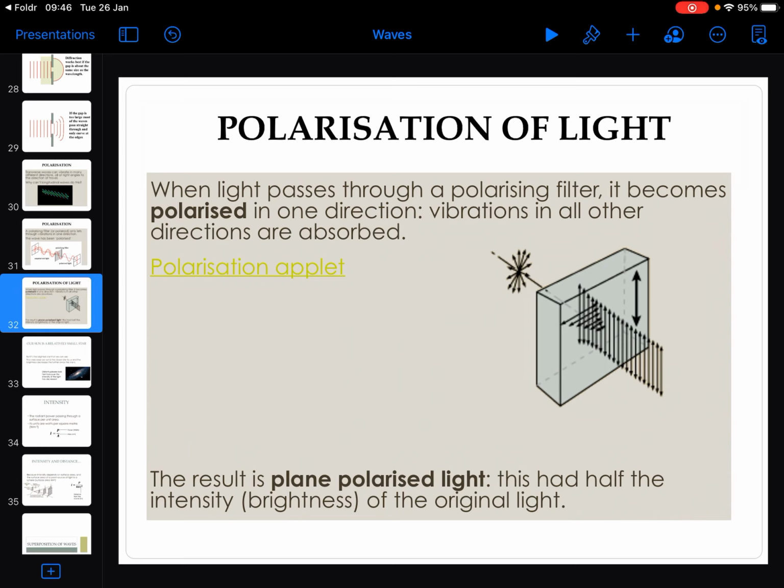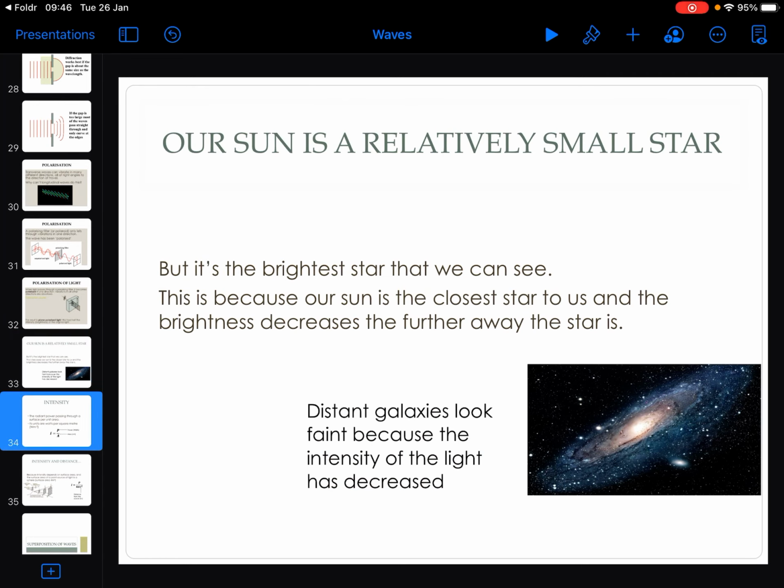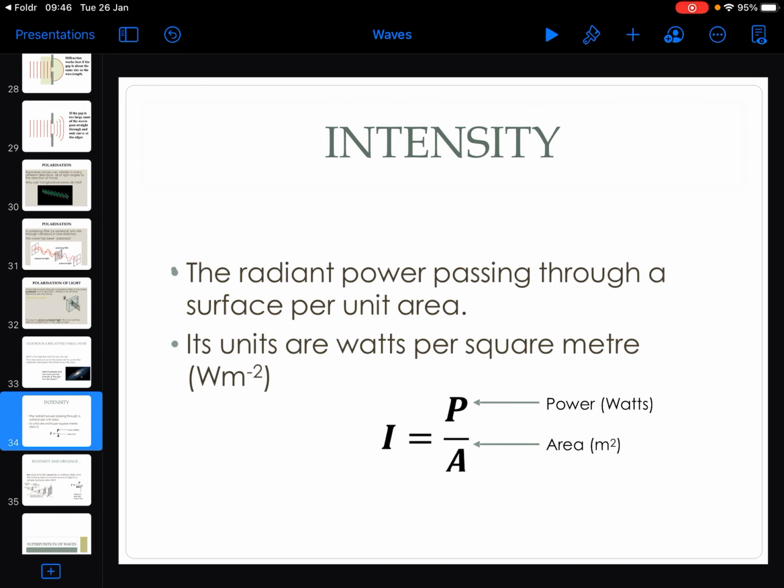Plane polarized light, once it's been through a filter, will have half the intensity or brightness of the original light. And that's quite handy to remember. So intensity, the word I've just used. Intensity is power divided by area. The official definition is radiant power passing through a surface per unit area. The units are watts per square metre. So intensity is power divided by area. Again, people always forget that.